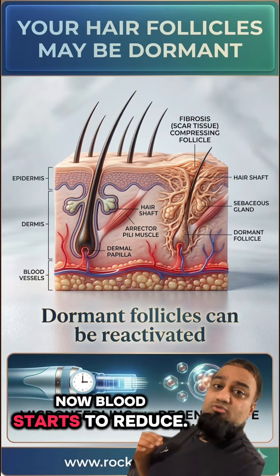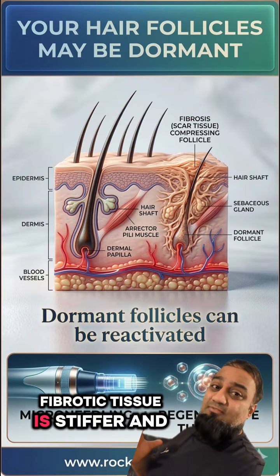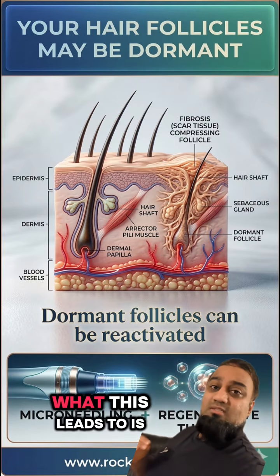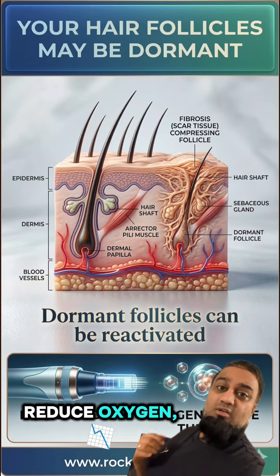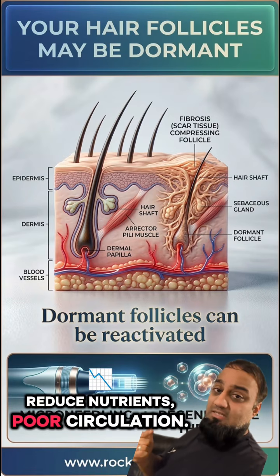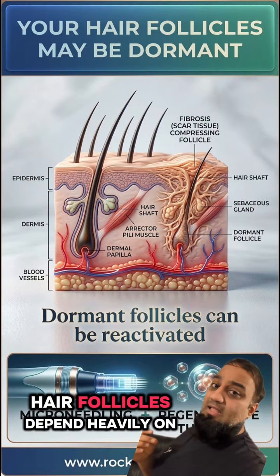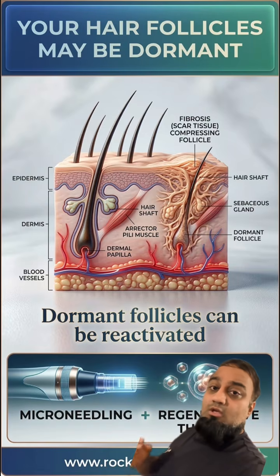Now blood flow starts to reduce. Fibrotic tissue is stiffer and less vascular. What this leads to is reduced oxygen, reduced nutrients, poor circulation. Hair follicles depend heavily on blood supply.